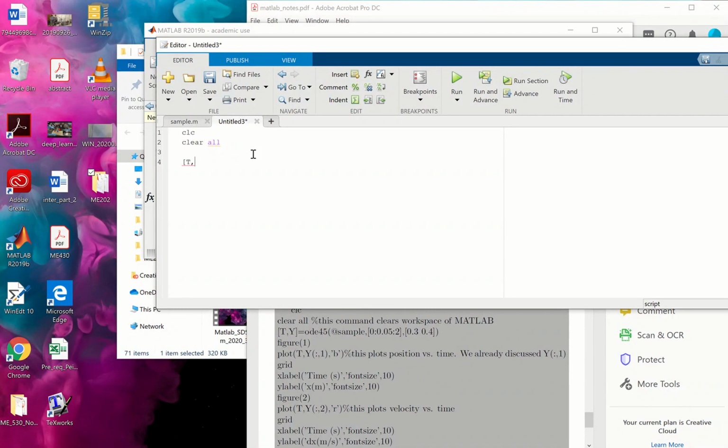Now you have to do this. Capital T means the time vector. Capital Y means the Z1 and Z2s. It can return you a matrix. Okay. And you can say capital Z because you have two state variables.